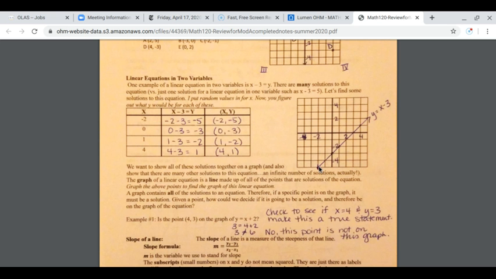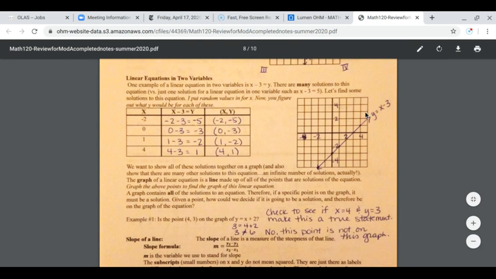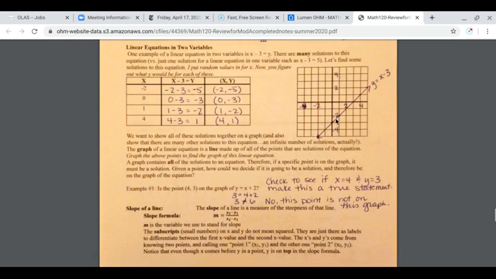I did the same thing for these other points. So my points are here. Here is 0, negative 3. Here is 1, negative 2. Here's 4, 1. And then I connect them using a ruler or some kind of straight edge. And I label it with my line.